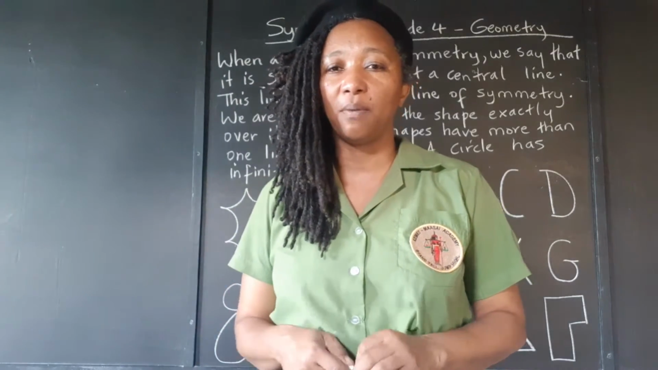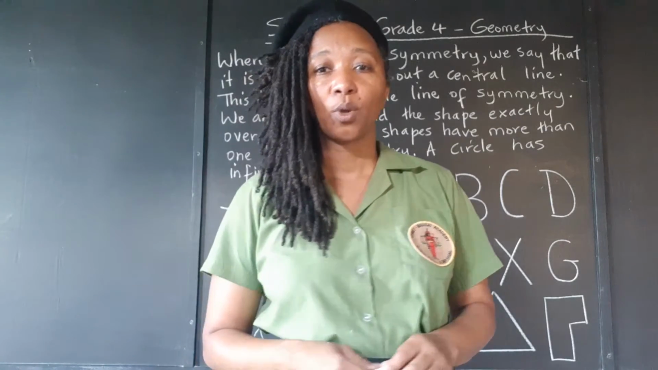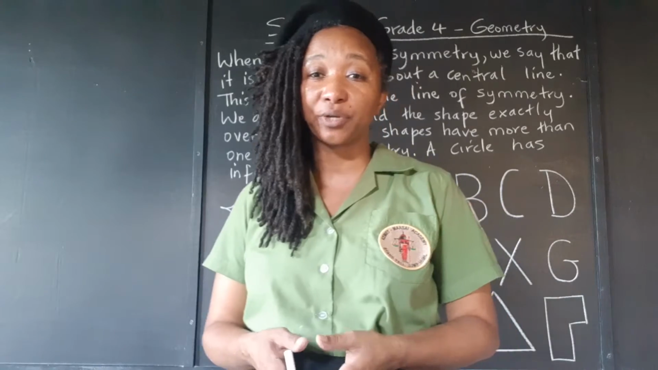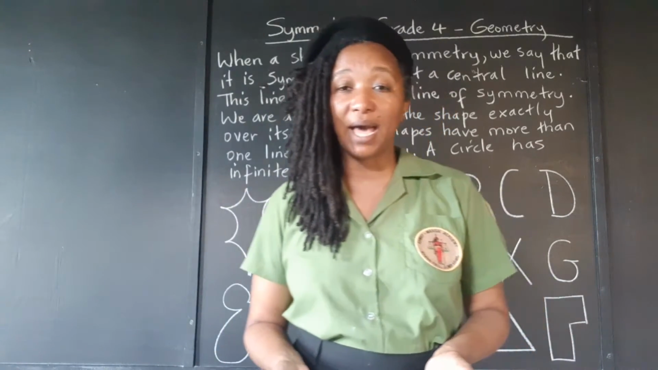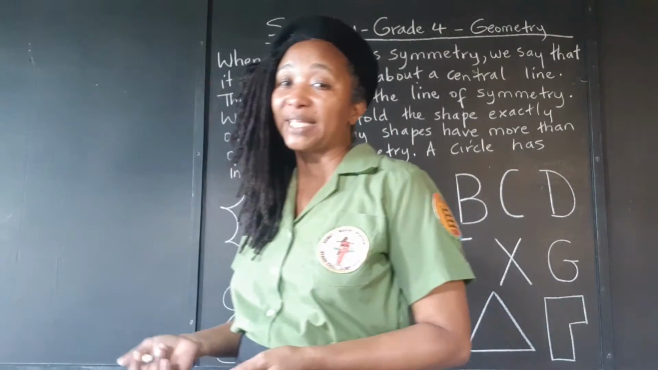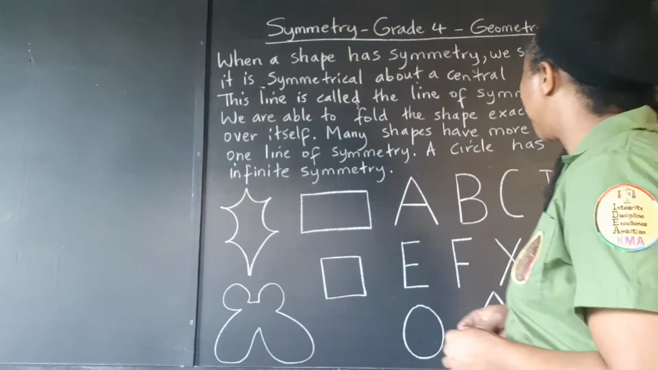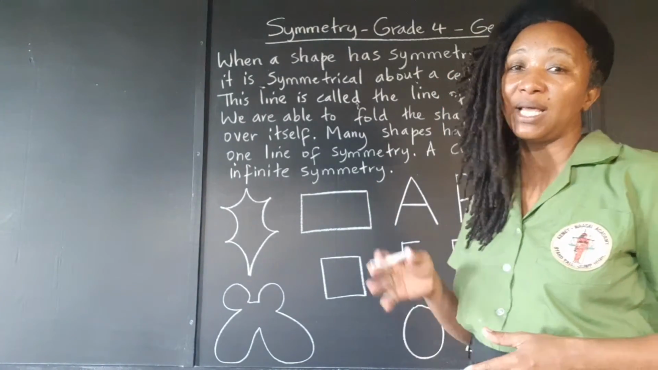Hello scholars, welcome back. We're looking today at symmetry. What do we mean when we say that a shape has symmetry, and can shapes have more than one line of symmetry? So let's look at the definition.